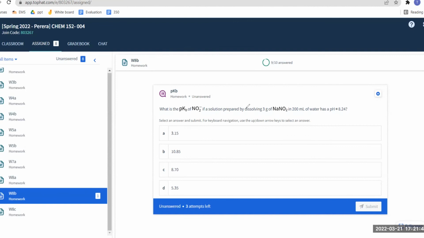You're given the pH, so we can get the pOH from here. There are other ways of doing it, but let's check the pOH. The pOH is 5.76. Then the OH minus concentration is known: 10 to the power of minus 5.76. This is equal to the square root of C naught times Kb.